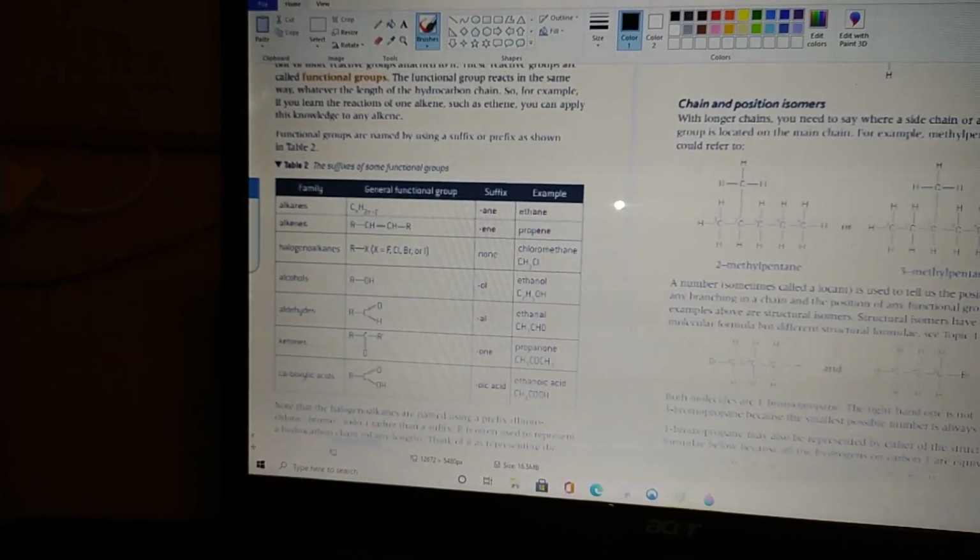Then, as you can see in the box, this shows how alkanes, alkenes, halogenoalkanes, alcohols, aldehydes, ketones and carboxylic acids are named respectively.